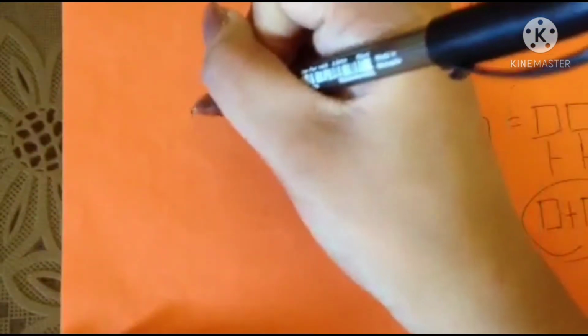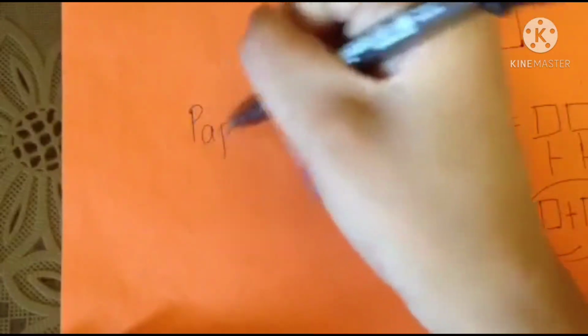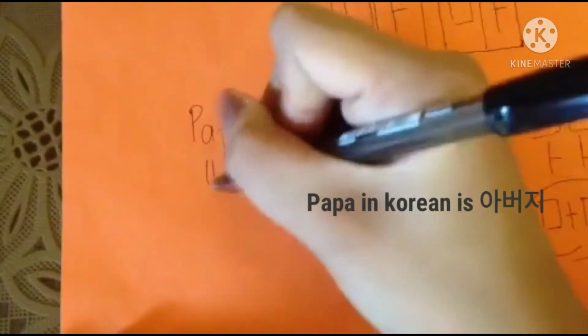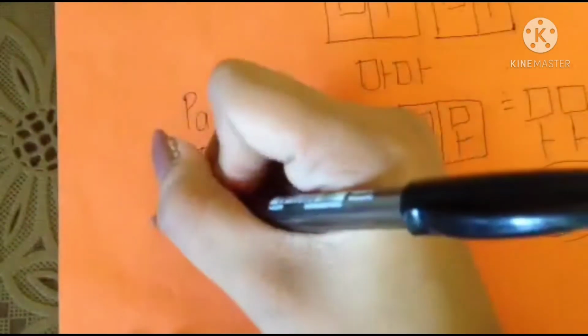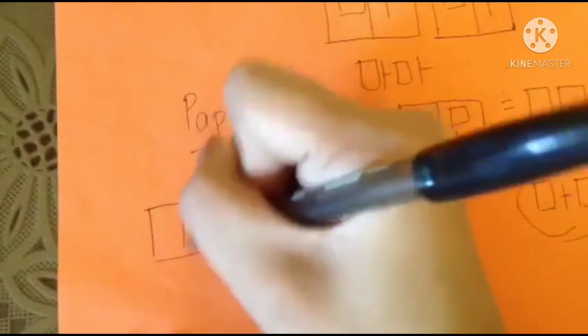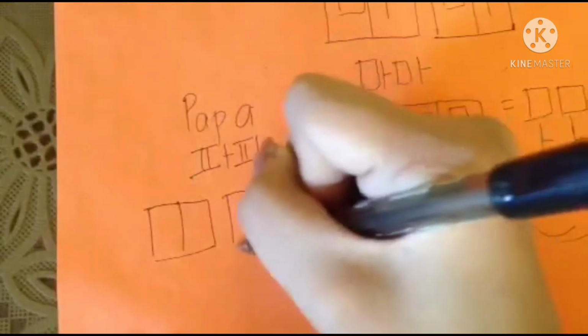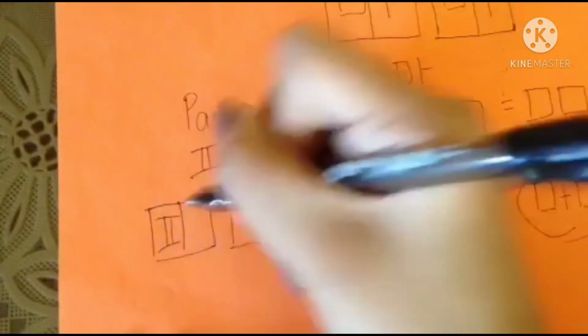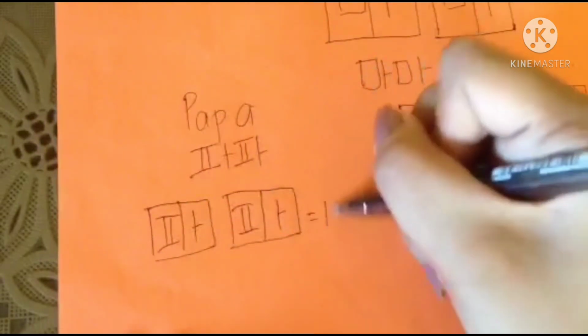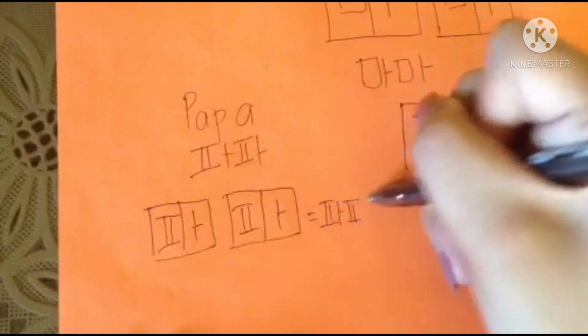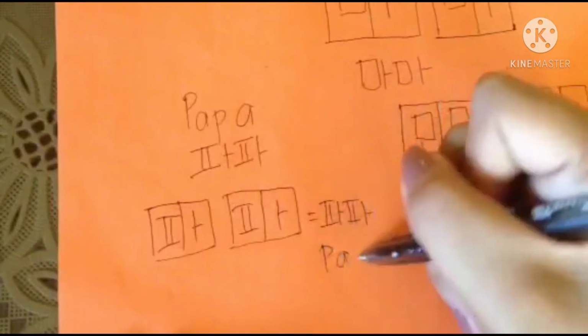Papa. Okay, try it. Papa. Consonant of P, Papa, P-A. Same block, of course. That is consonant and vowel, consonant and vowel. So the result would be like this: P-A, P-A equals Papa.